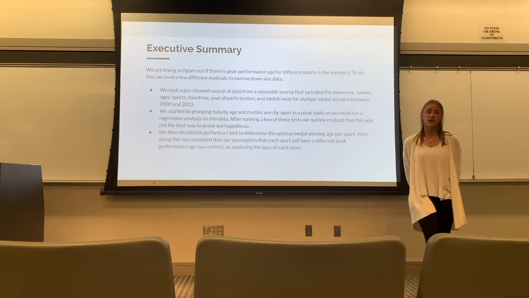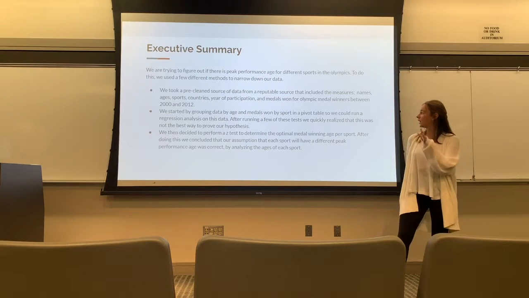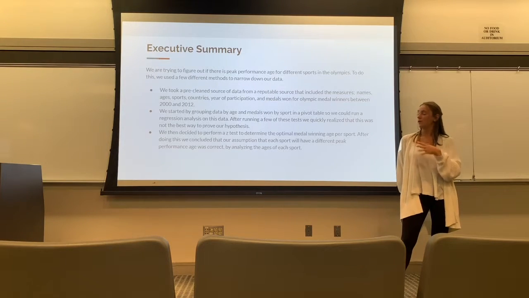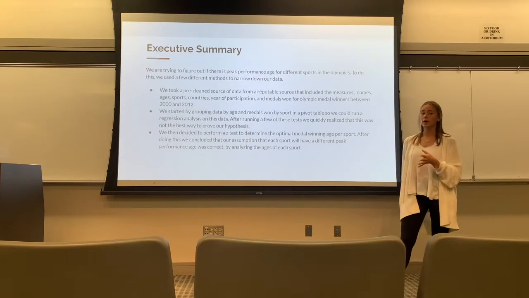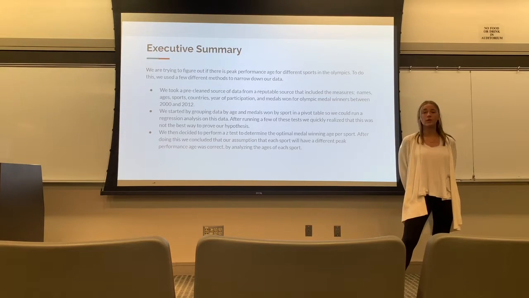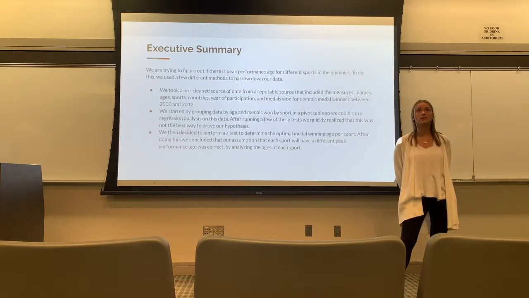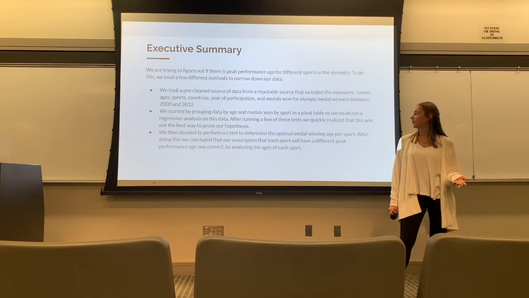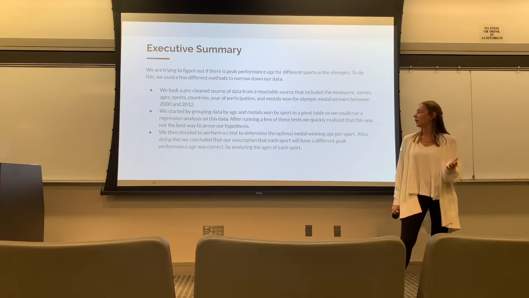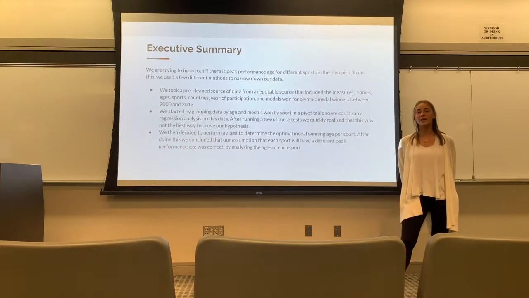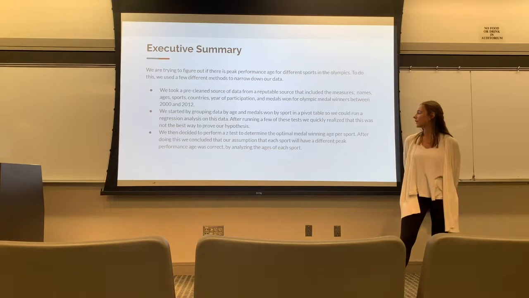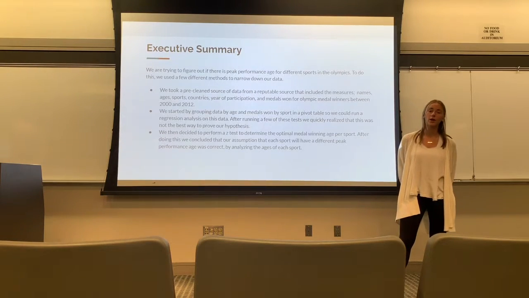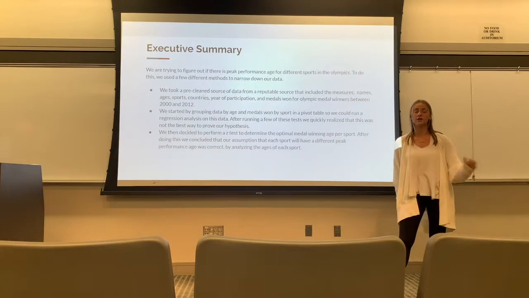We started grouping our data in a pivot table by age and medals won so that we could have a clean source of data to run a regression analysis on. After running a few regression analyses, we decided that this wasn't the best way to represent our data based on the data that we had, so we then decided to perform a z-test to determine the optimal medal winning age per sport, and then analyze this across each sport and comparing it to the overall average age of medal winners in the Olympics.